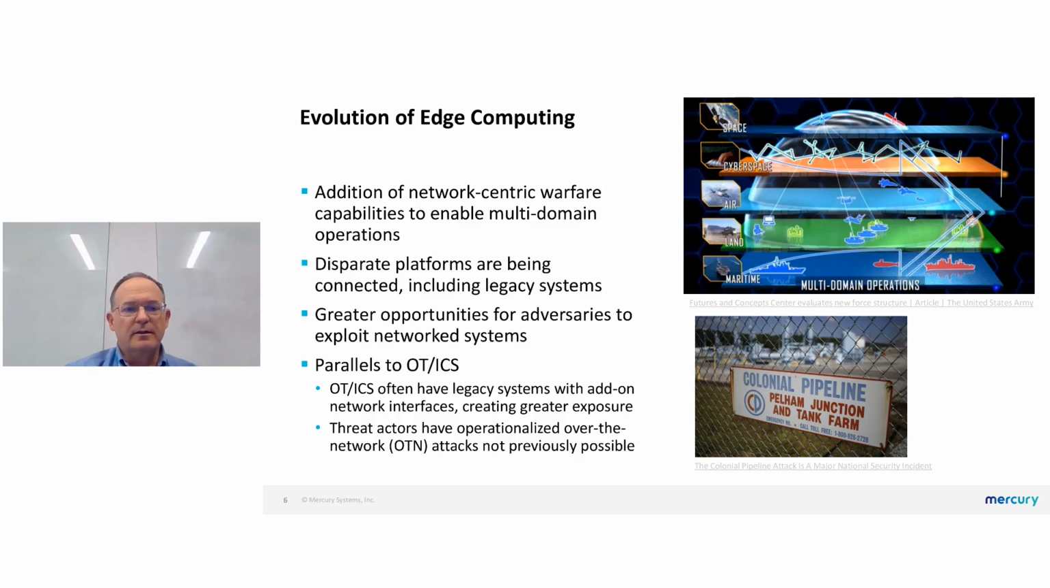And I'll point to things like the Colonial Pipeline incident, where ransomware actors were able to do things that resulted in that pipeline being shut down and having significant impacts on energy delivery in the eastern U.S. Threat actors have operationalized these over-the-network attacks not previously possible because the network interfaces didn't exist. So this has to be a key consideration as you contemplate developing security for military systems at the edge.